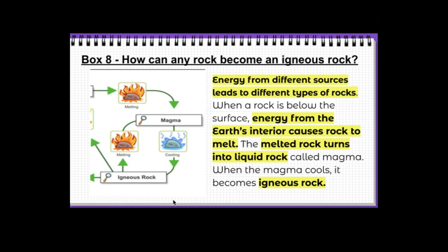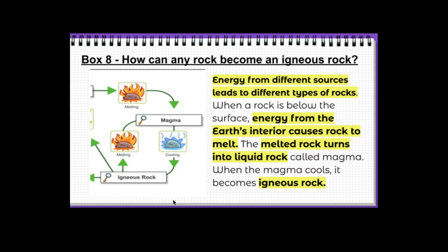All right, but guess what? Any rock can become igneous rock. Let me repeat. Any type of rock, any rock that you pick up off the ground, can become an igneous rock. So how can it do that? Once again, remember, energy from different sources leads to different types of rocks. Those different sources are the sun and Earth's interior. Those are two different things, and they lead to two different types of rocks.